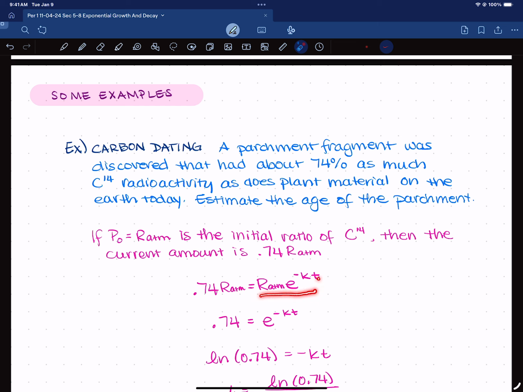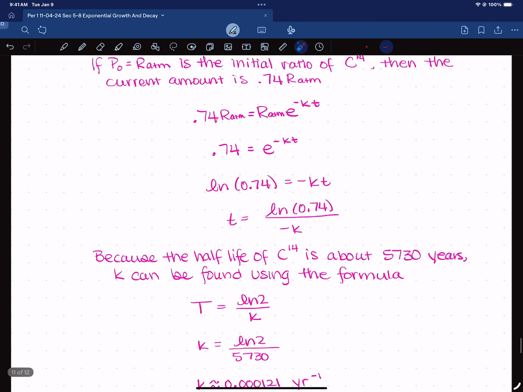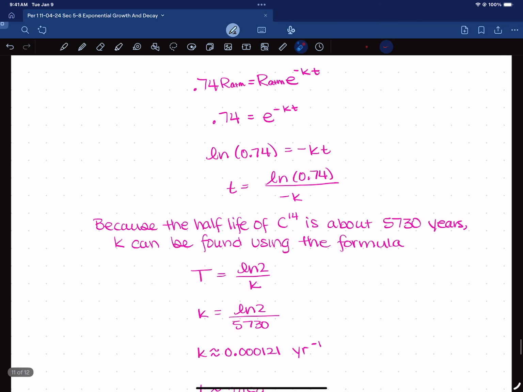And then we can just solve for T. So we can divide both sides by the ratio of C14 to C12 in the atmosphere. We wind up with this. Take the natural log of both sides. We get this.